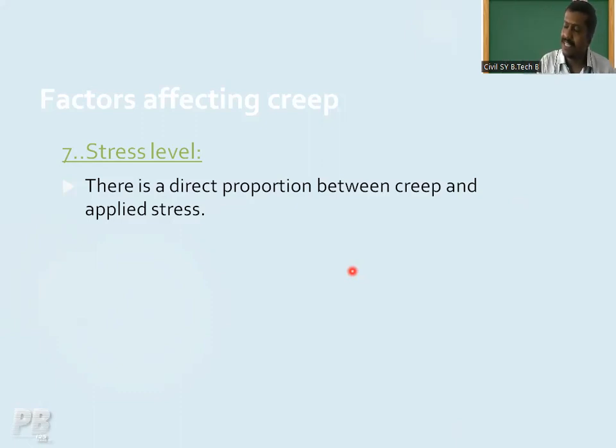In the same manner our building structures are there. If the load acting on it goes on increasing, it will help to increase the magnitude of creep. Continuously the load acts. But once you remove the load, or the quantity of the load gets reduced, then on the same platform the magnitude of the creep also goes on reducing. That is why there is a direct proportion between the creep and the applied stress.